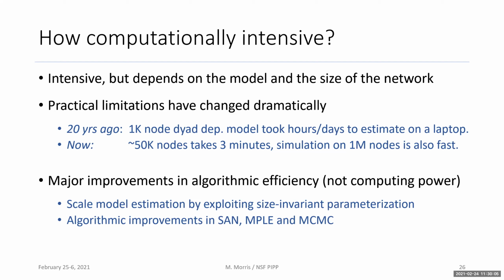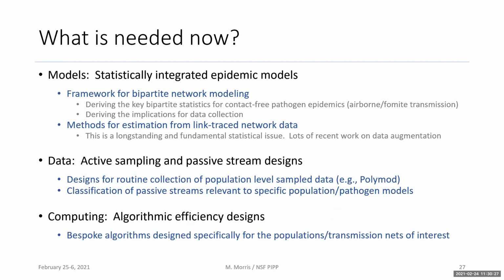And the other thing that's really changed is the algorithmic improvements. We use a range of different algorithms: simulated annealing for the egocentric designs, maximum pseudo likelihood estimates to get the estimation started. But the real engine behind all of it is an MCMC algorithm. And we've had massive improvements in efficiency in all of those areas.